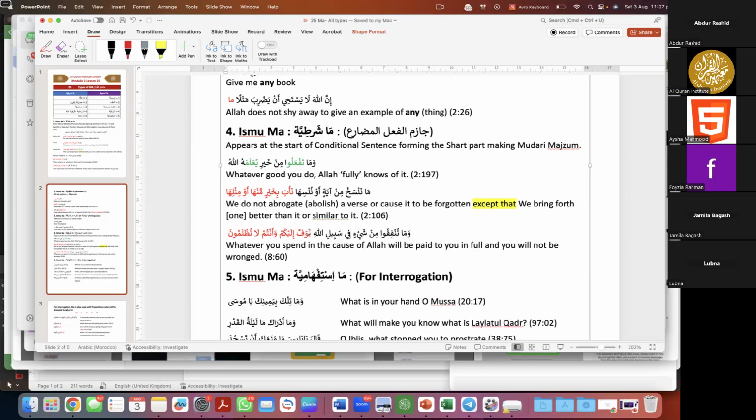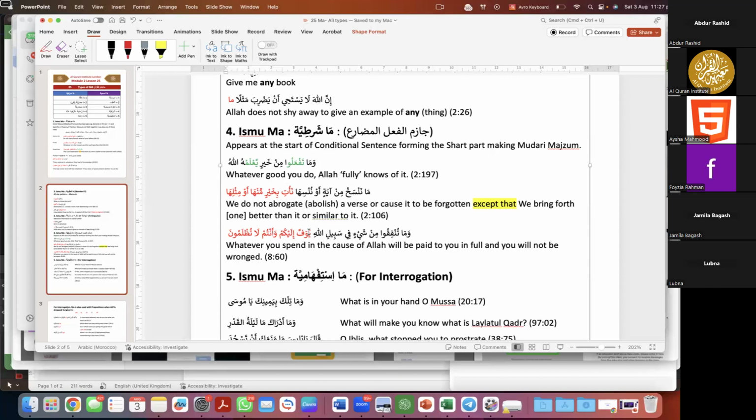So this part is the shart and this is the jawab ash-shart. Which one is "except" here? Except, this is really not a word translation here, it's a meaning translation. That's what we have to do. That's why I highlighted it. So you look at the original.